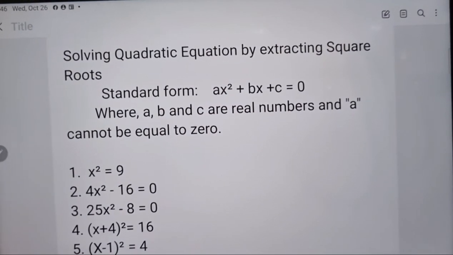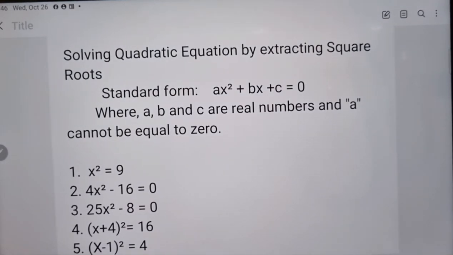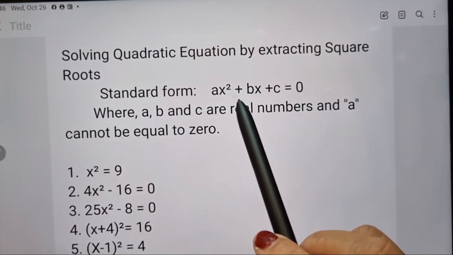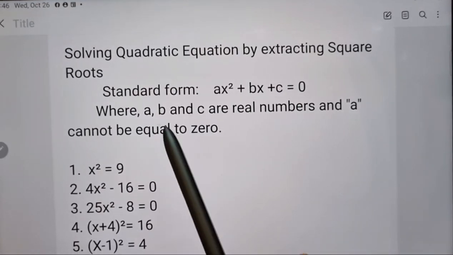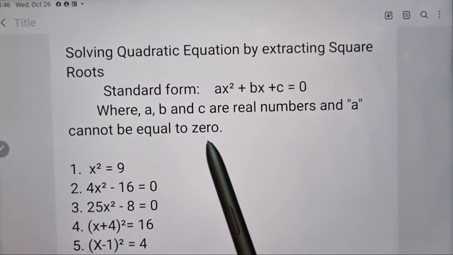In this video, you're going to learn how to solve quadratic equation by extracting square roots. Now, we know that the standard form of quadratic equation is ax squared plus bx plus c is equal to 0, wherein a, b, and c are real numbers and a cannot be equal to 0.